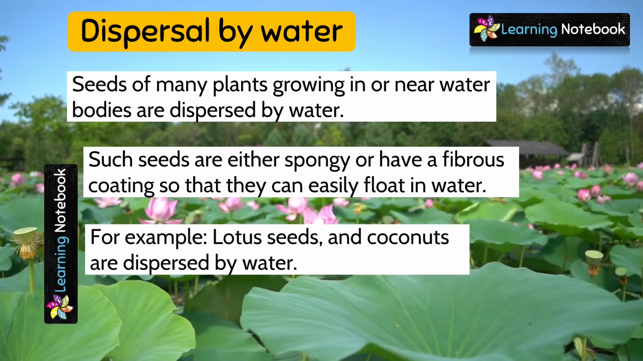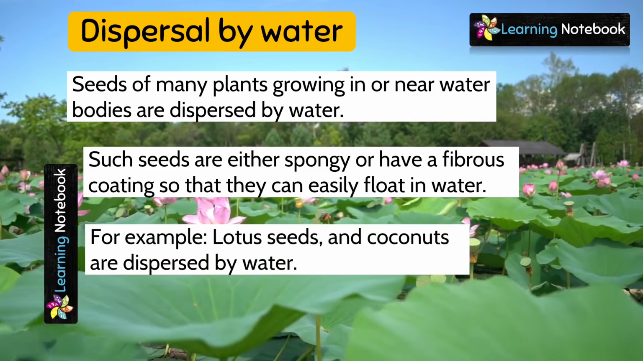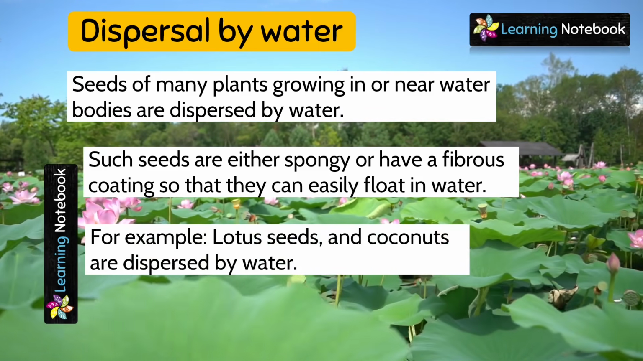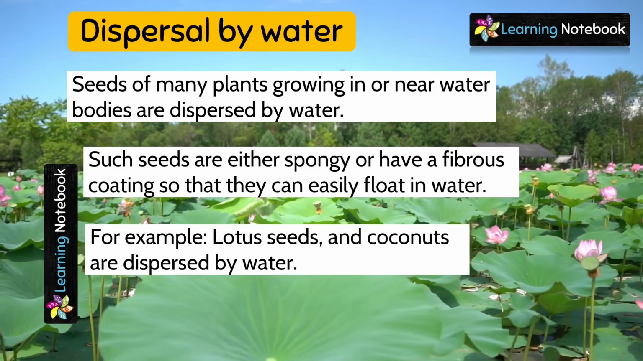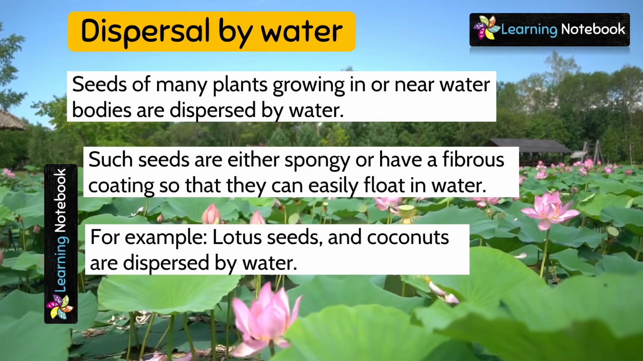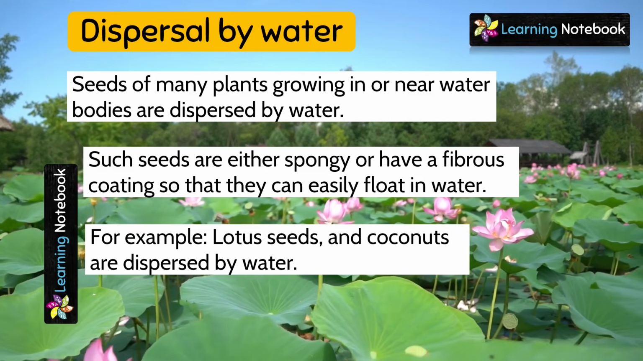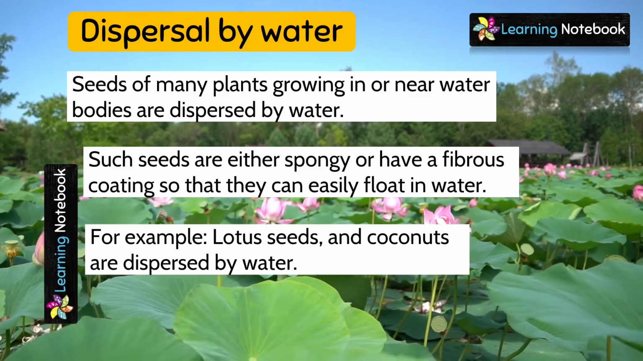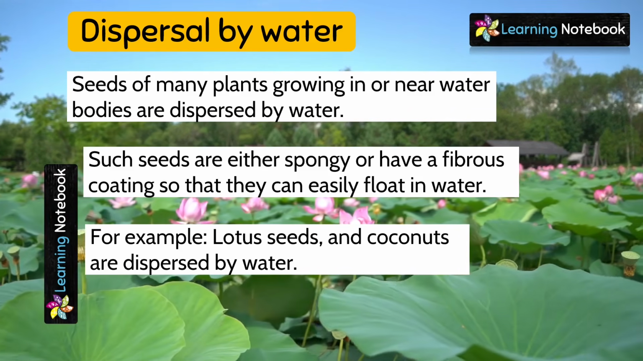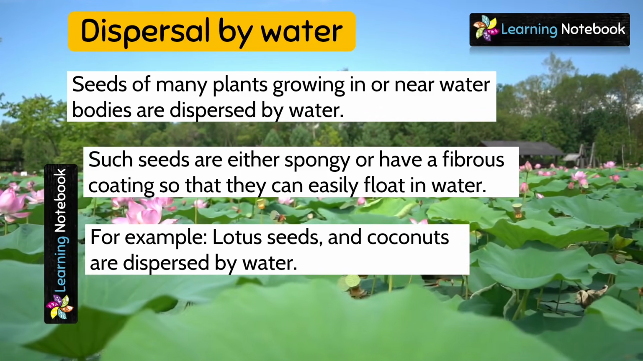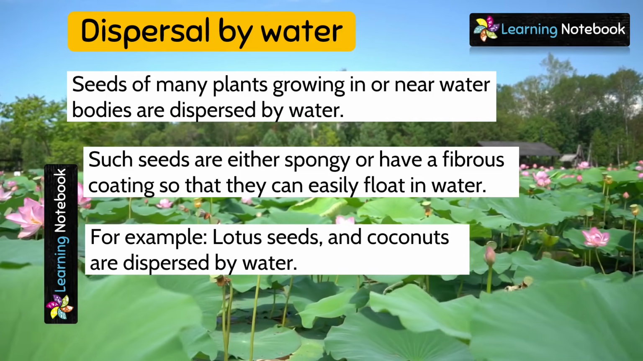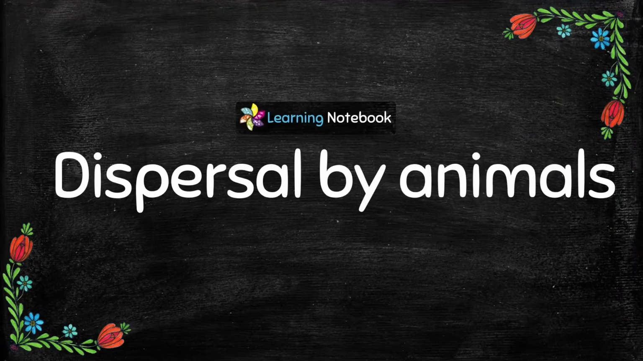Now students, look here. Can you tell me which plant is this? Yes, it is a lotus plant. So lotus seeds are commonly dispersed by water. Another example is coconut seeds. So lotus seeds and coconut seeds are easily dispersed by water. Now the third way of dispersal of seeds is dispersal by animals.